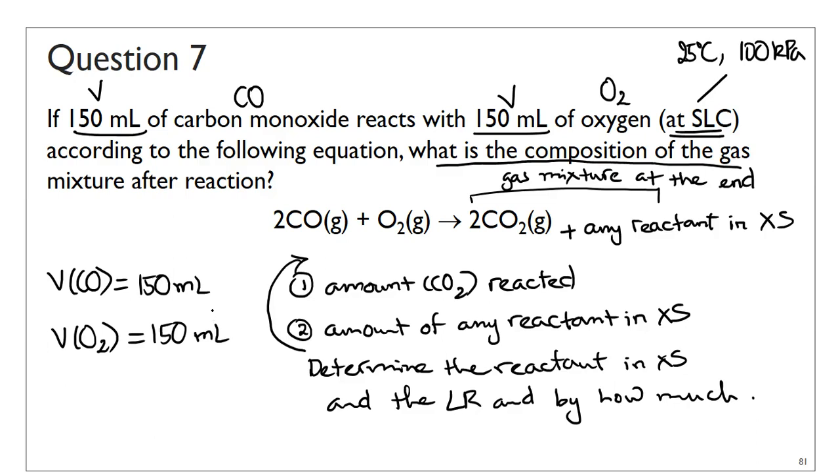That would be true, and you actually have enough information to do that. Everything is a gas, which means that you are allowed to use PV equal to nRT. You have the condition, which is SLC. This also gives you the molar volume of any gas at SLC is 24.8. So if you want, you can determine the number of mole of carbon monoxide and the number of mole of oxygen, either by using PV equal to nRT or using the molar volume at SLC.